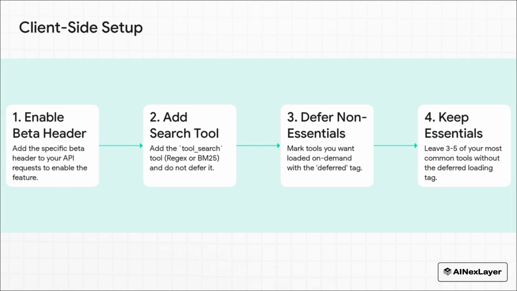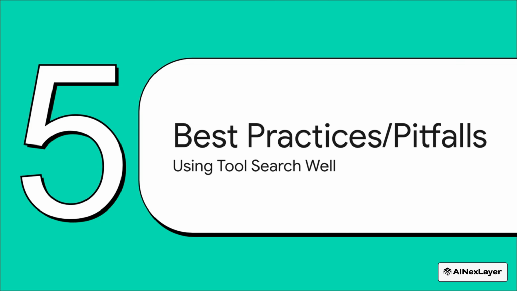Now, on the client side, it's just a straightforward 4-step process. Super simple. First, you enable the beta header in your API calls. Second, you add the search tool itself, and make sure this one is always loaded. Third, you tag all the tools you want to be loaded on demand. And finally, just leave your 3 to 5 most used tools untagged so they're always ready to go. That's it.